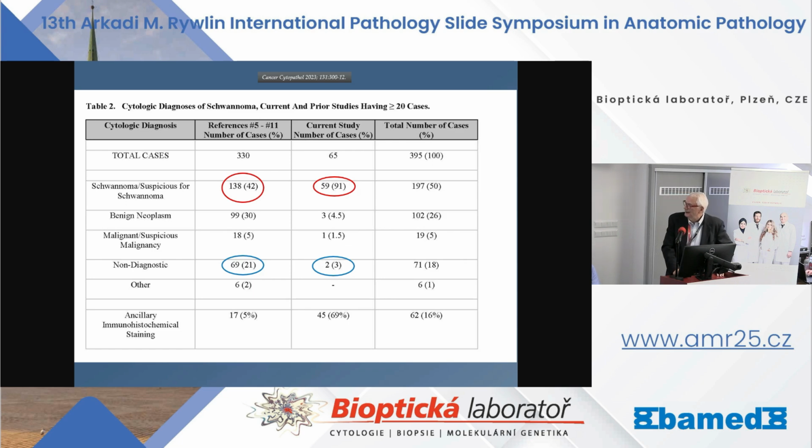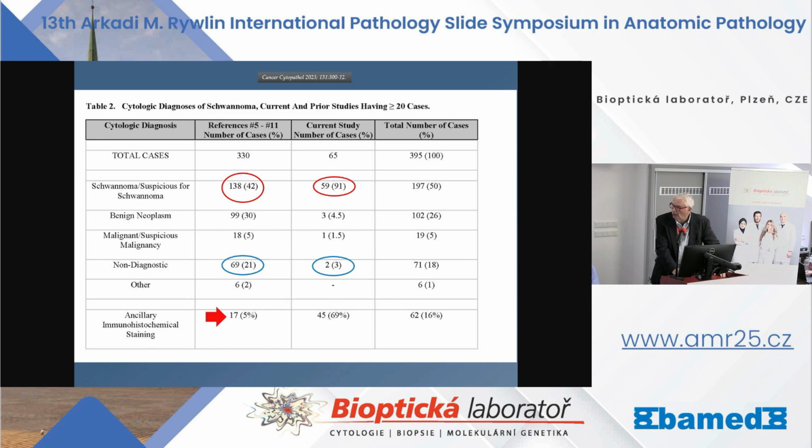I want you to look at the red circle first. So you look at that, there were 131 cases, or 138 cases. 59 cases that we had right here, total cases. Now, look at the blue circles right there. 69 or 21% were non-diagnostic. That's a very high percentage of cases of FNA schwannoma. 1/5 of the cases were non-diagnostic from the literature. In our study, only 3% of cases were non-diagnostic.